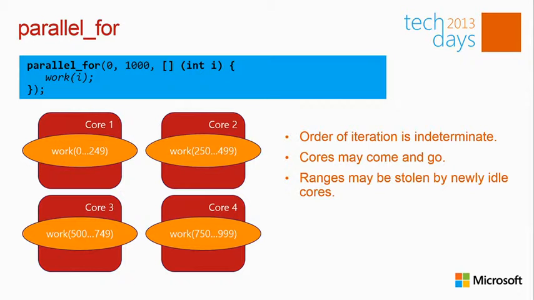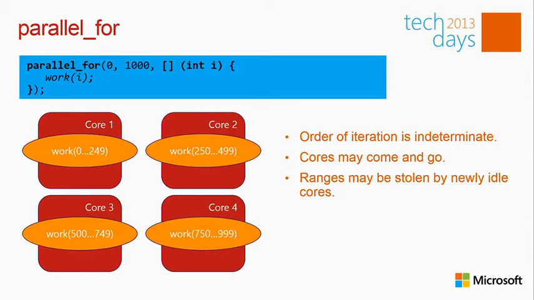You write it this way, and we find that you have 4 cores, and we get the first 250 on one, last 250 on another, and we chunk it that way. You're not guaranteed that it's going to be chunked this way. The first core might actually get 750 to 999. There's no specific order that we get it in. In fact, it might not even end up doing all 250.